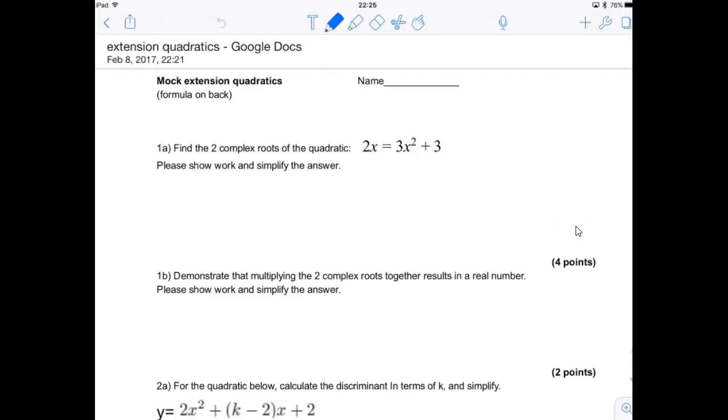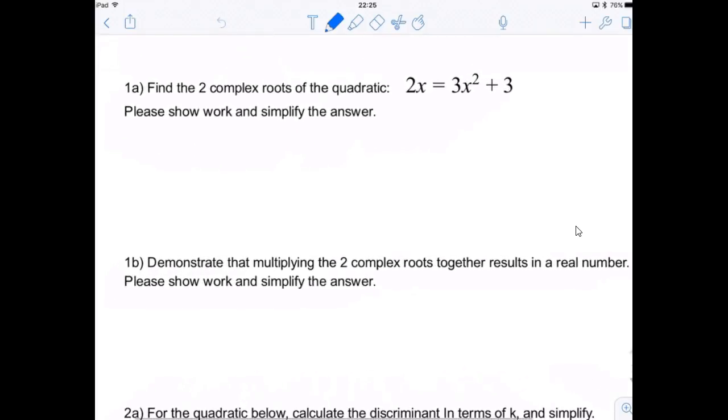These are solutions for the extension sheet for the quadratics mock exam. First problem. Find the two complex roots of the quadratic. 2x equals 3x squared plus 3.